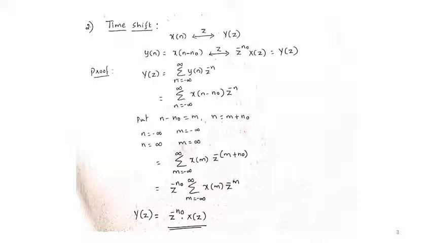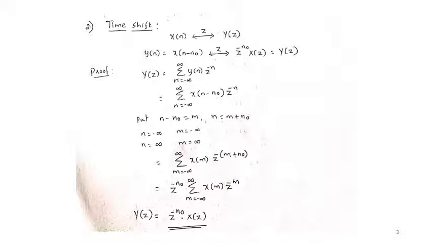Therefore, your summation is m over minus infinity to plus infinity of x of m z to the power minus m plus n naught. The next step, I'll expand it, so I'll get z to the power minus n naught, the summation of m from minus infinity to plus infinity of x of m z to the power minus m. And here, if I use the general equation for z transform, we know that the z transform of x of n is X of z, given by the summation of n from minus infinity to plus infinity of x of n z to the power minus n.